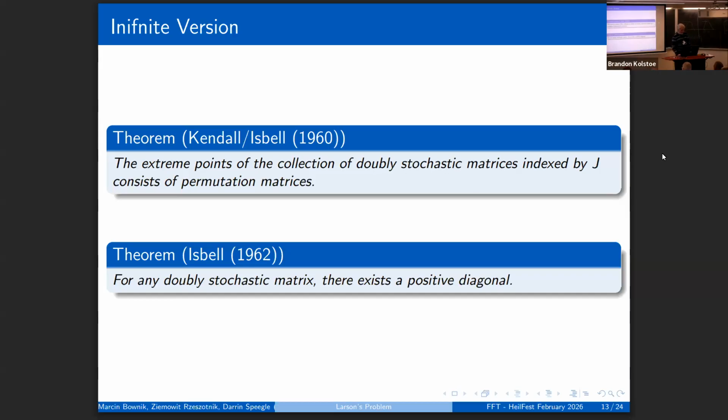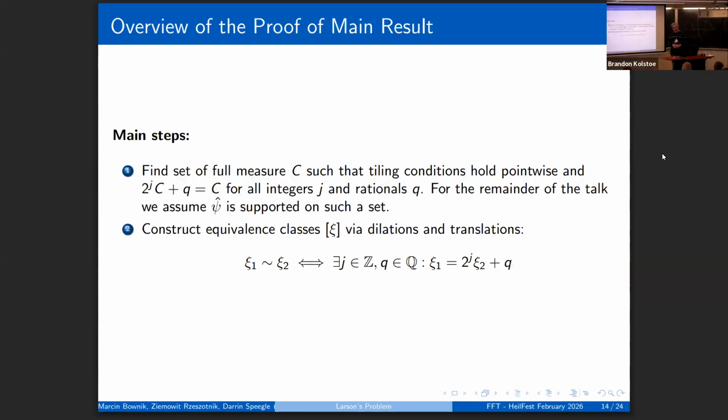So I'm just going to give an overview of the argument. We have a technical thing because all of our tiling conditions are almost everywhere, and just believe me that you don't have to worry about that. We can find a set where it holds pointwise and be done with it and not think about that again. So that's a technical step. Now we construct equivalence classes via dilations and translations. So two points are equivalent if they're related in this way.